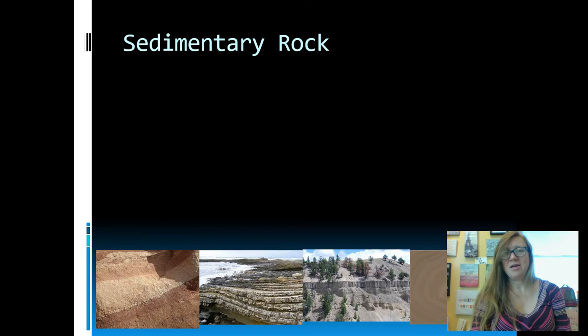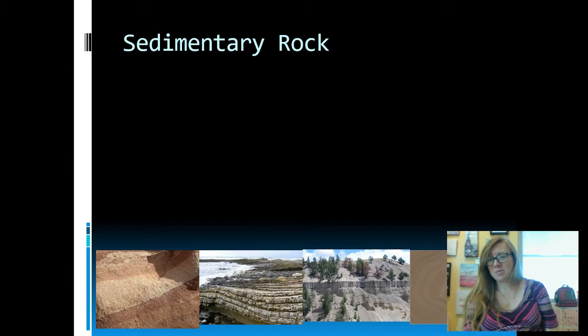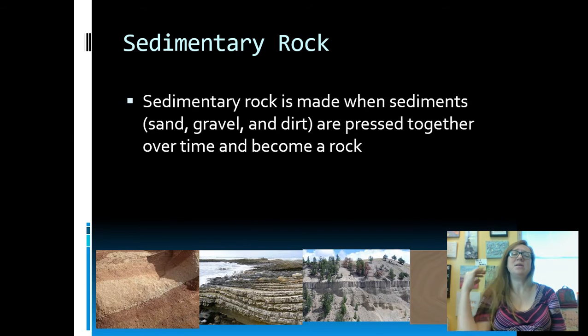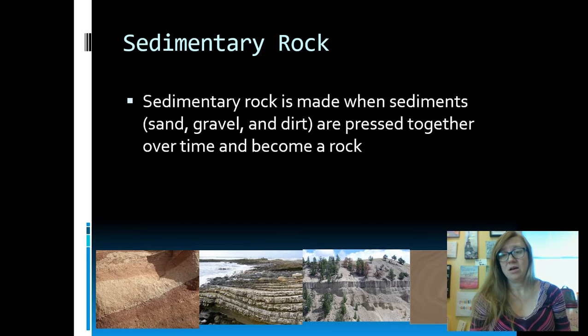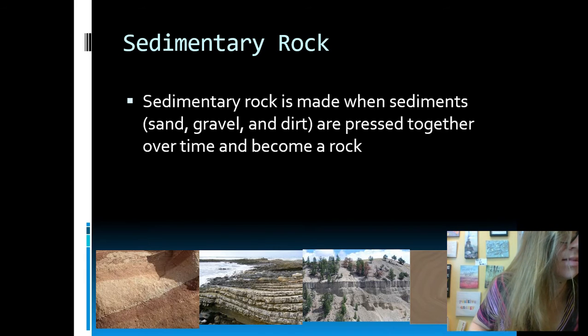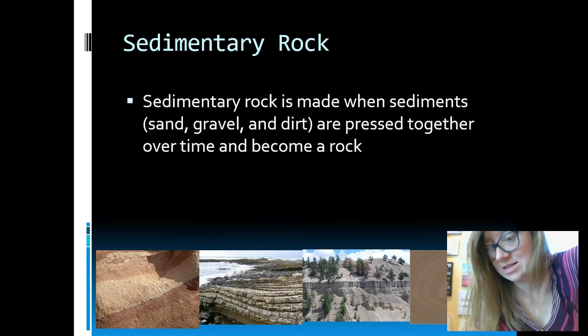What about sedimentary rock? I feel like, honestly, you guys are probably most familiar with sedimentary rock. So sedimentary rock is made when sediments like sand or gravel or dirt or even remains of living things are pressed together over time and become rock. This is the type of rock where you see fossils. Where's my fossil? Is it the time? Yes, it's the time for fossils.